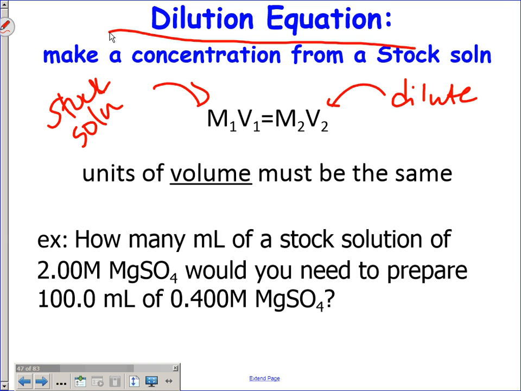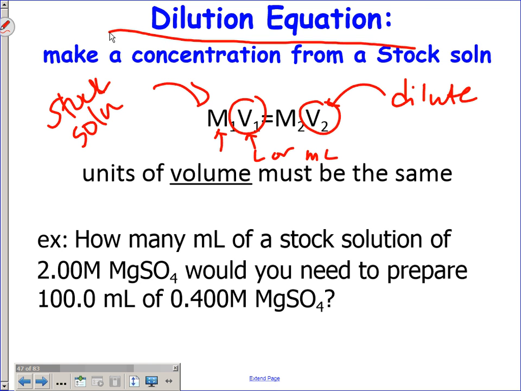So whenever we look at this, one thing you should notice is that M is molarity, which is moles per liter of solution. V can either be in liters or in milliliters. As long as the volume units are the same here and here, they'll cancel, which makes our life easier. So just make sure that you're recognizing that.